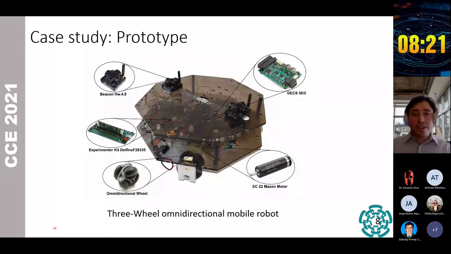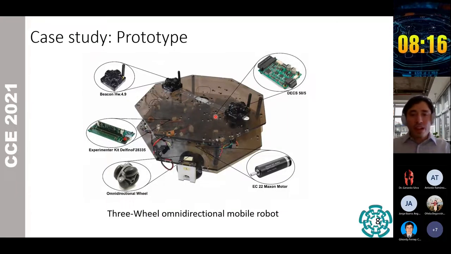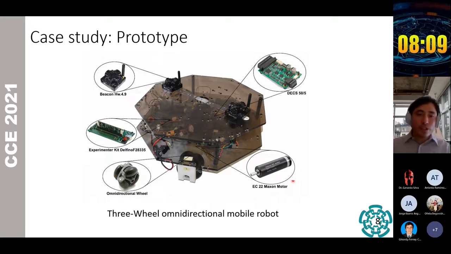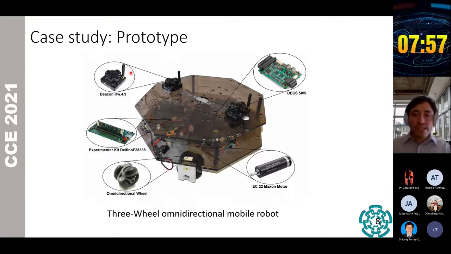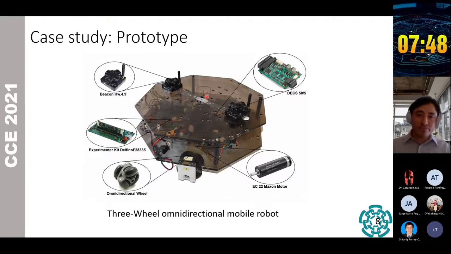Now, a case study will be described. In this work, our prototype is a three-wheel omnidirectional mobile robot, which has three omnidirectional wheels and three brushless motors, where every motor has its own driver. A Texas Instruments Delfino microcontroller is used, and an indoor GPS system or beacons are used as sensors. These sensors measure the mobile robot's position and orientation.